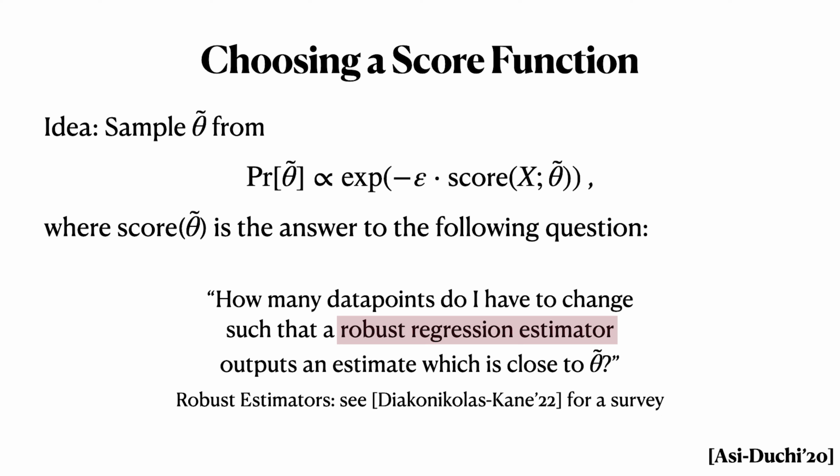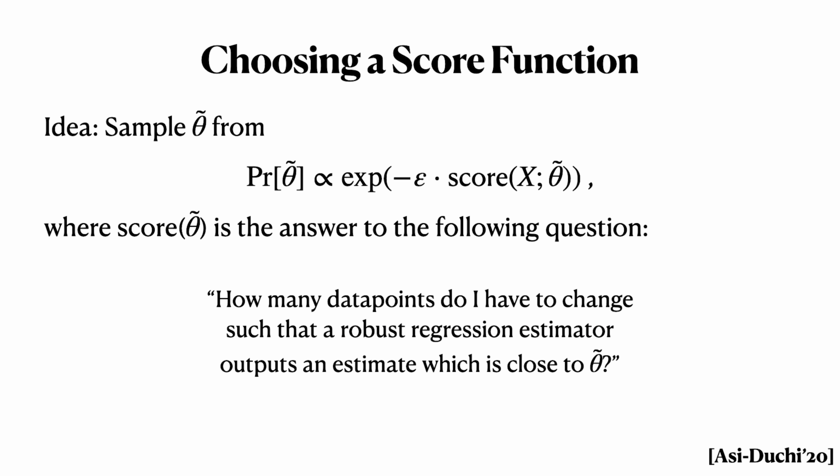If I only changed a few points, then a robust regression estimator should still output an estimate which is close to the true parameter theta. There's been a long line of work which shows how to design robust estimators. You can see Diakonikolas and Kane's work for a survey. And designing new robust regression estimators, which play nicely with this transformation, is part of our work. However, it's not a part that I'm going to focus on in this talk today. Instead, I want to focus on what makes this question a low sensitivity function.